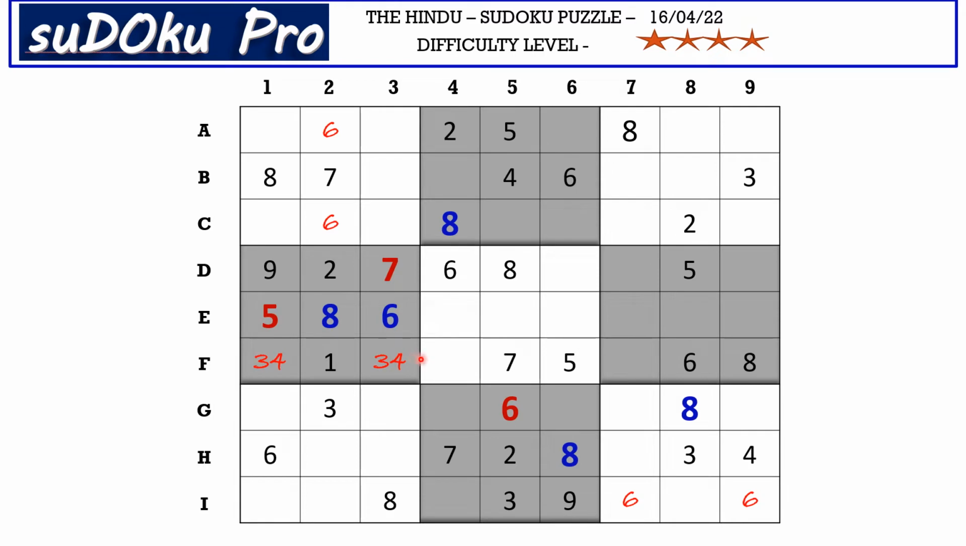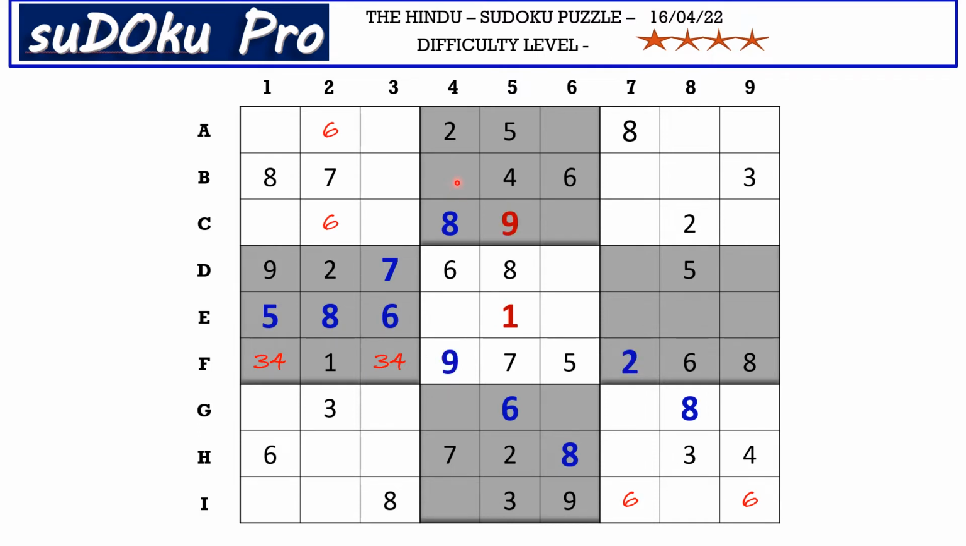In F row, there are only 2 empty cells and the missing numbers are 2 and 9. There is a 2 here in fourth column. So F4 takes 9 and F7 takes 2. In column 5, there are only 2 empty cells and the missing numbers are 1 and 9. There is a 9 here in this block. So E5 takes 1 and C5 takes 9.